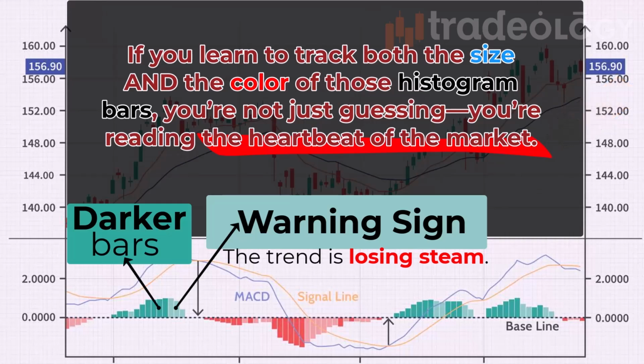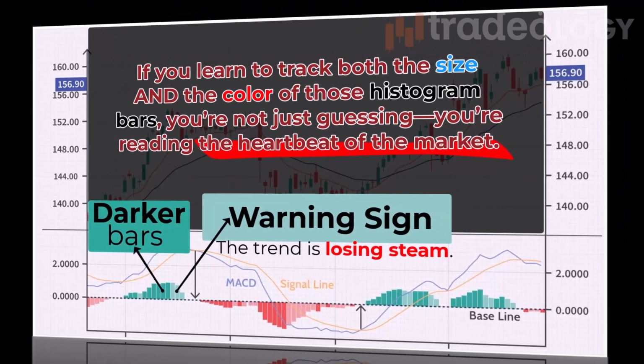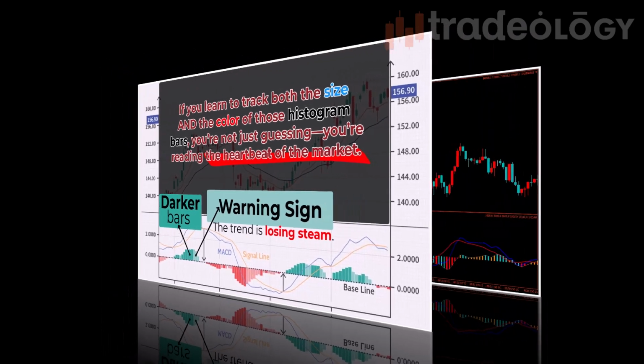In the next part of this tutorial, I'll show you exactly how to use the histogram like a pro to avoid fake signals and lock in way smarter trades. Stay locked in, because this single trick could level up your trading game big time.